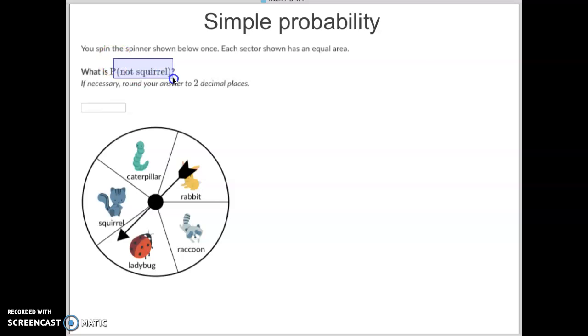You just have to be careful to read this. The odds are 4 out of 5 sections, so you'd write 4 over 5. You could put it in decimal form and say 0.8, which is what they want when they say round to the nearest 2 decimals. You could say 0.8 or just keep it in fraction form. I think that's easier, and say 4 out of 5. All right, let's do another one.